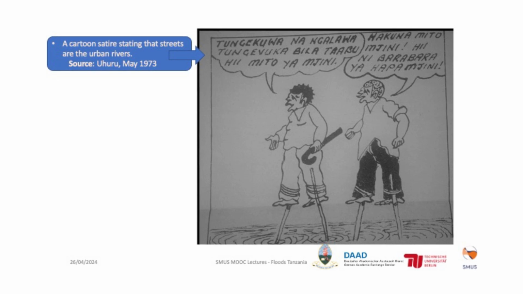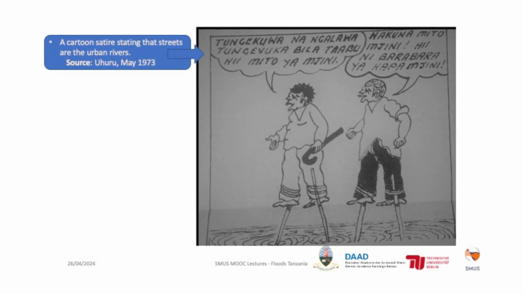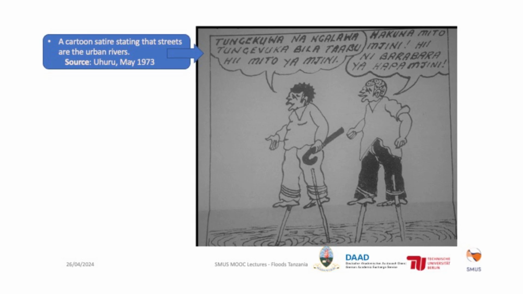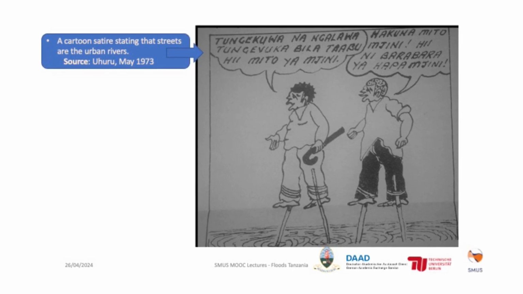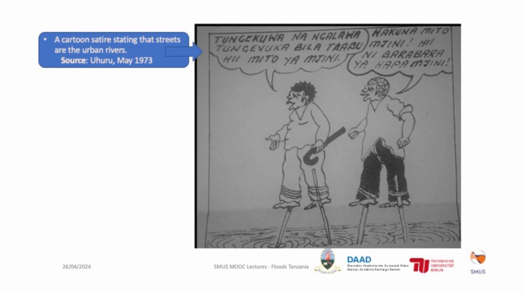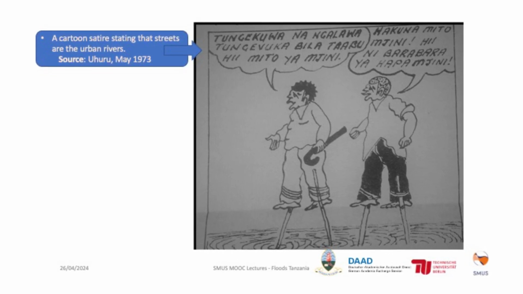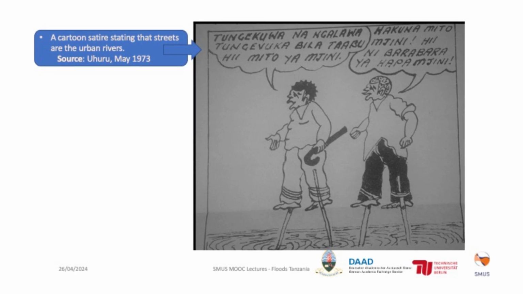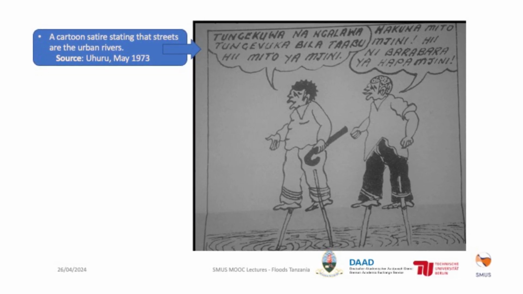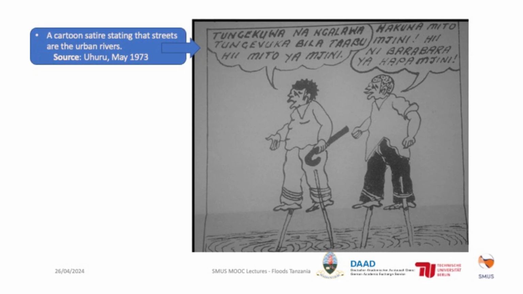In May 1979, there was a newspaper which goes by the name of Uhuru. Uhuru refers to freedom. It's a party newspaper. But then the country was under a single party. And as a ruling party newspaper, it was also demonstrating that Dar es Salaam was being faced by floods, to the extent that if you are in the streets of Dar es Salaam, you are like in the rivers. So that's a cartoon which is showing.